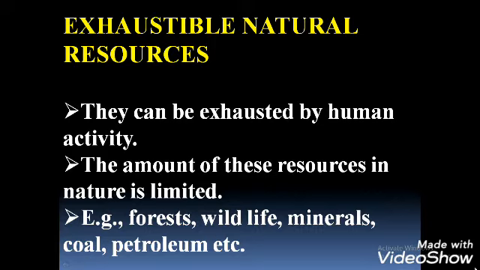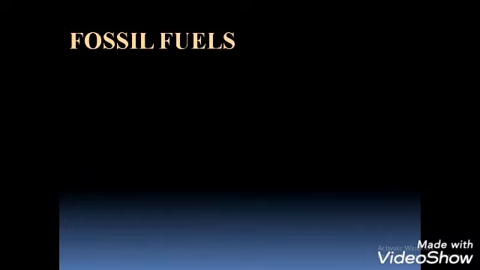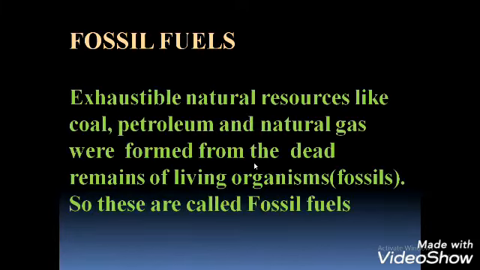In this chapter, we will learn about some exhaustible natural resources like coal, petroleum and natural gas. Coal, petroleum and natural gas were formed from the dead remains of living organisms, that is, fossils. So these are all known as fossil fuels. What do you mean by fossil fuels? Exhaustible natural resources such as coal, petroleum, natural gas, etc. are formed from where? The dead remains of living organisms or fossils. So these are called fossil fuels. Do you understand?